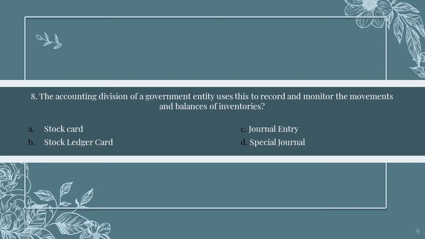Number 8. The accounting division of a government entity uses this to record and monitor the movements and balances of inventories. Letter A, stock card. Letter B, stock ledger card. Letter C, journal entry. And letter D, special journal. So the answer for this is letter B, stock ledger card. Because the accounting division uses the stock ledger card to show both the quantities and monetary amounts of all receipts and issuances of inventory, as well as the available balance at any given point in time.